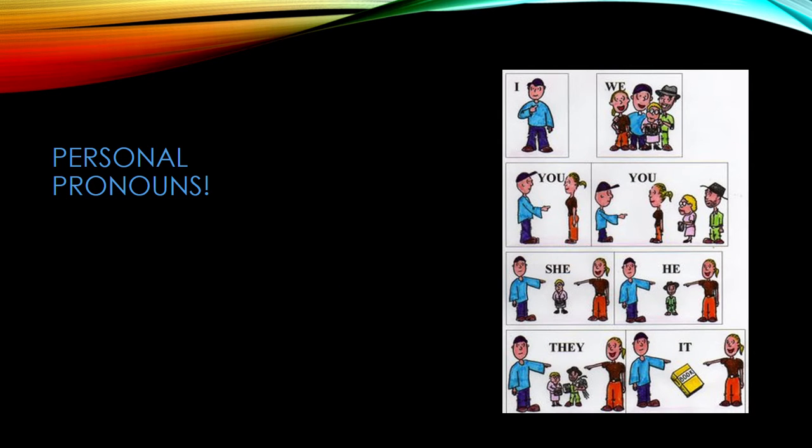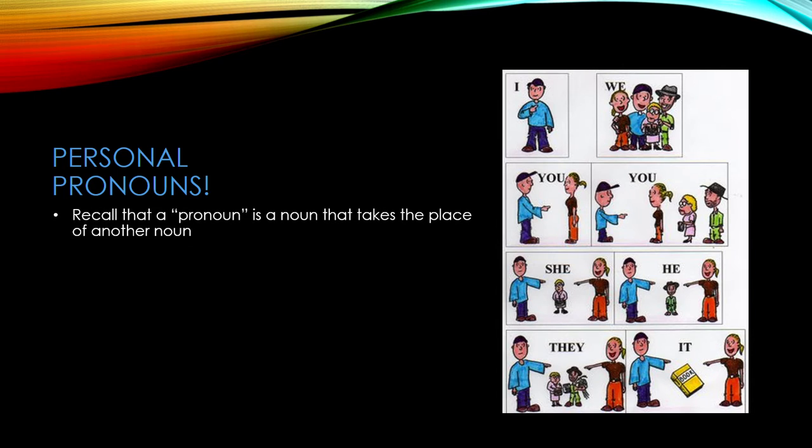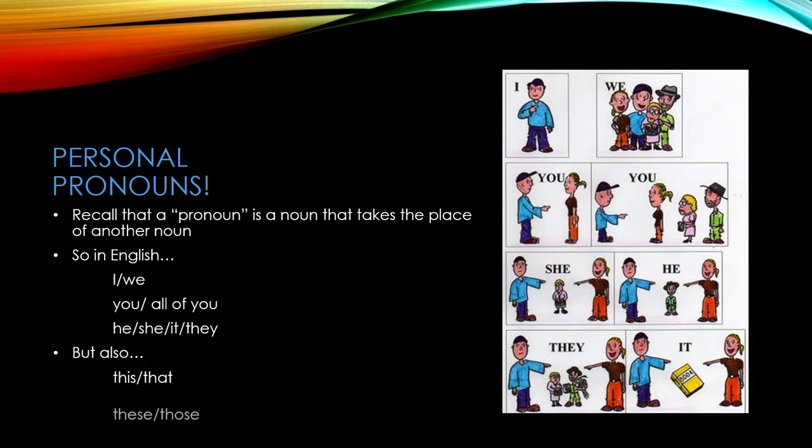You will remember from Chapter 9 that a pronoun is a noun that takes the place of another noun. There are multiple types of pronouns. In Chapter 9, we learned 3 of the demonstrative pronouns, or pronouns that point out or indicate something. These are usually translated as this, that, these, those, etc.